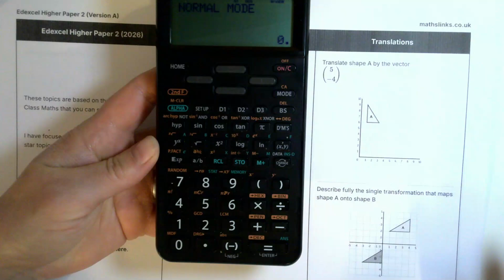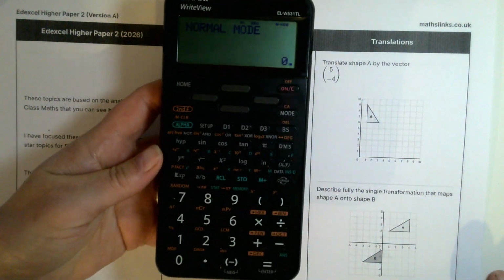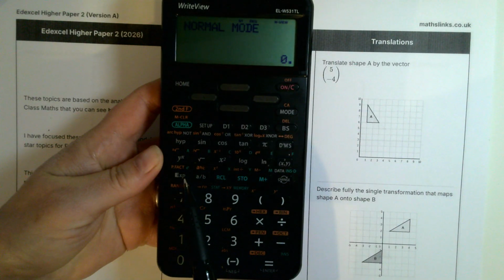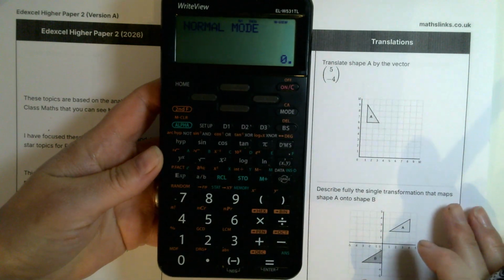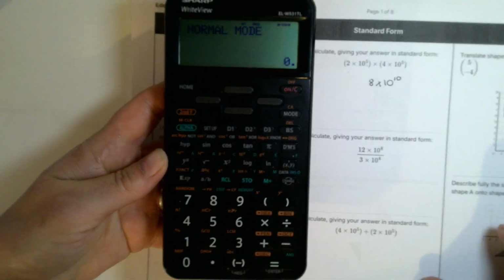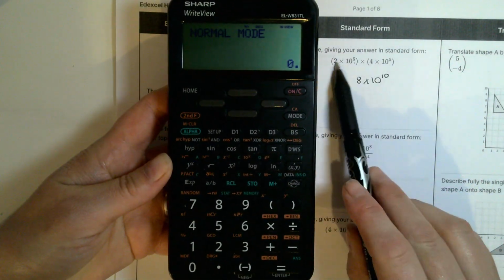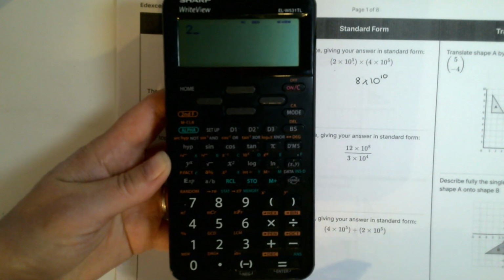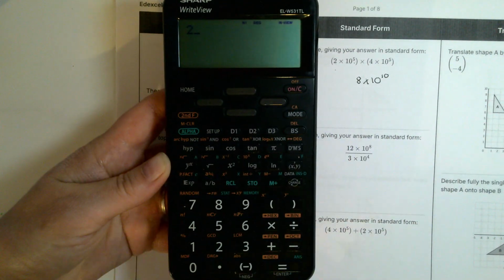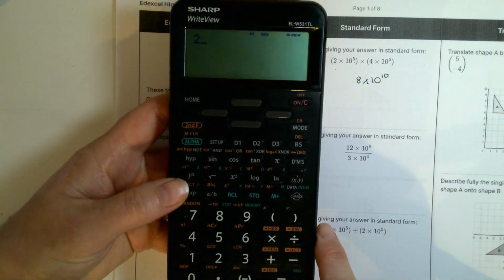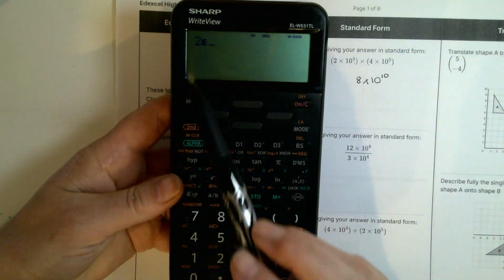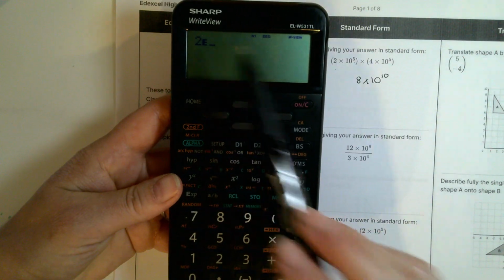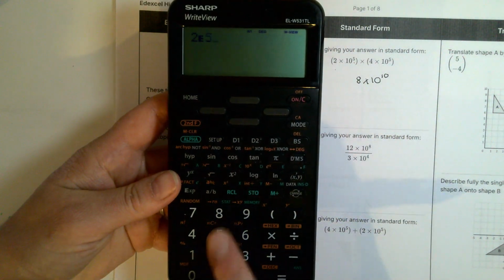So on your Sharp calculator, if you have one of these, your standard form button is the EXP button. So looking at your worksheet, the first number that we need to put in is 2 times 10 to the power 5. So you press 2, you don't hit the times button, you go straight in and press EXP. That E there means times 10 to the power of, and then you're going to put in the 5. That's all you need to do.